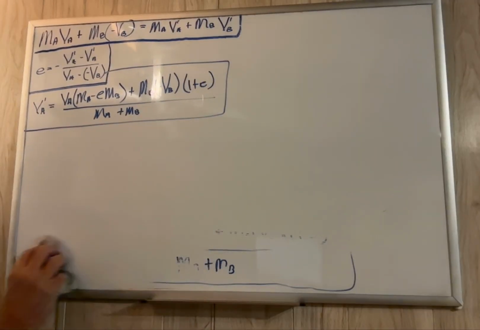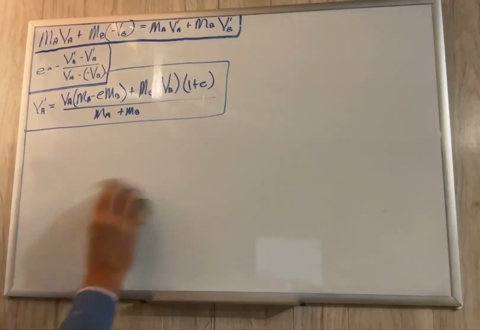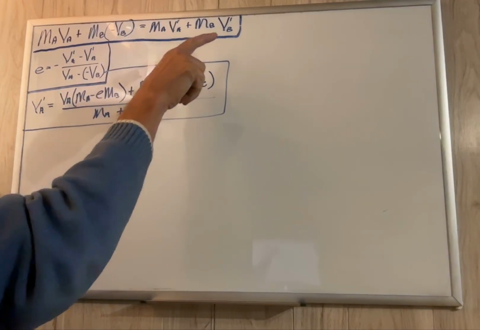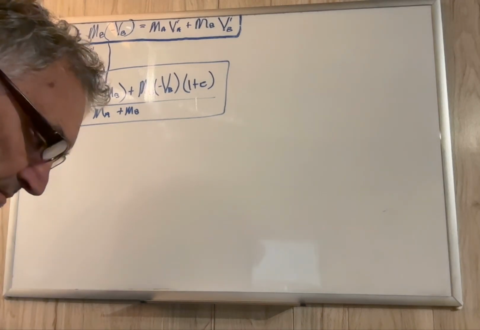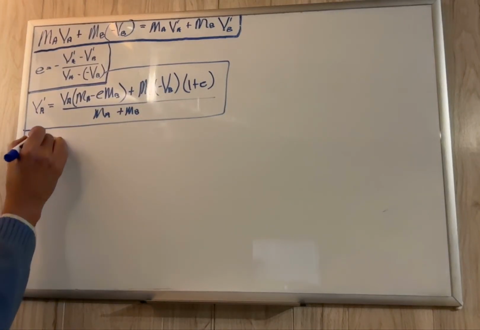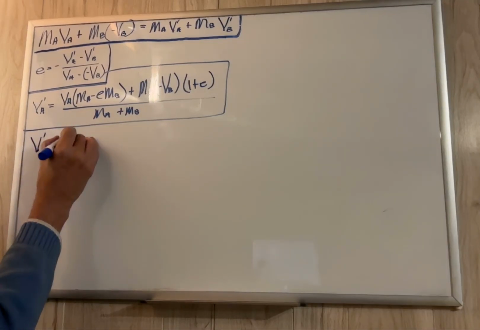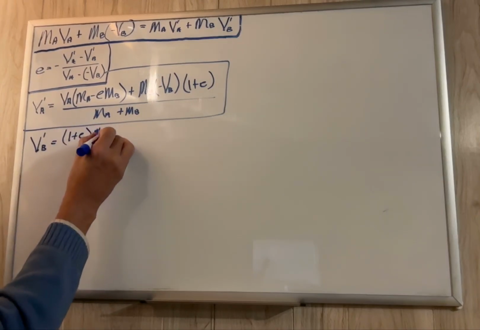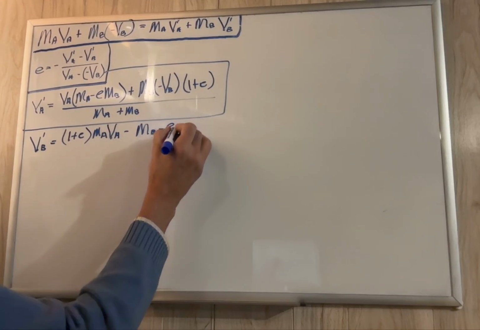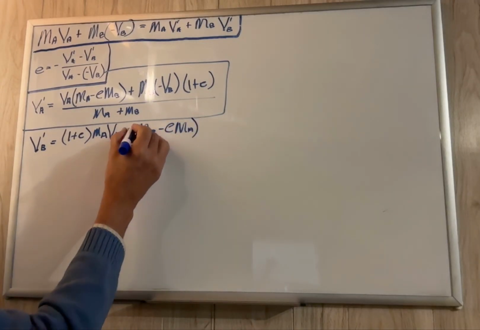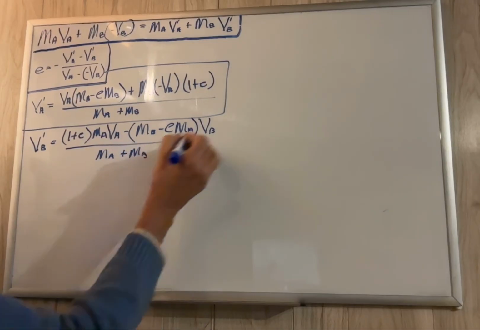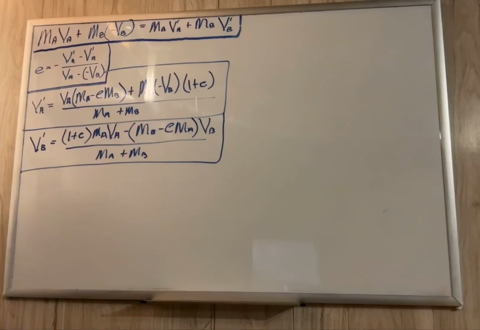You could play the same trick to find the velocity prime B. What you do is solve for velocity prime A and then try to solve for velocity prime B, and when you do the algebra, it comes out to be... in fact, I'm not going to do the algebra, I'm going to let you do it. So V prime B is going to be equal to (1 plus E) times MA VA, minus (MB minus E MA) times VB, divided by MA plus MB. You play the very same game to get to this one.